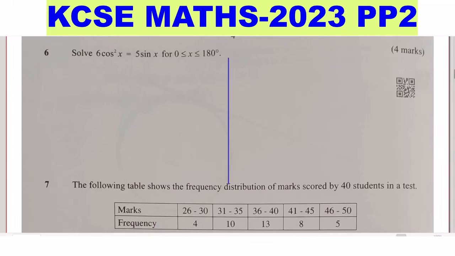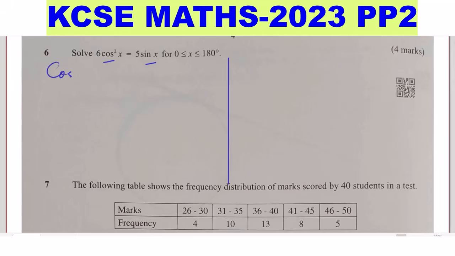You can see you're dealing with cosine and sine. There's no way you're going to solve that equation having both cosine and sine. You either convert all of them to sine or all of them to cosine. The easier one is to make them sine. And how do you do that? Look at cosine squared x. You're going to use an identity.